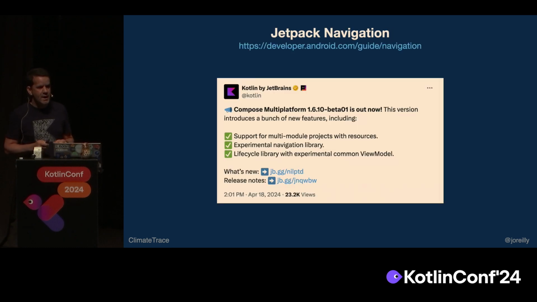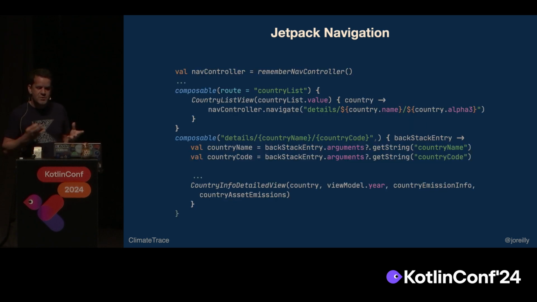Lastly, for this sample, Jetpack navigation. We're going to use an experimental version of the library that was included in a recent Compose Multiplatform beta and expanded on in subsequent versions. This shows some changes that were added to the Climate Trace project to try it out, available in a branch if people are interested in taking a look.